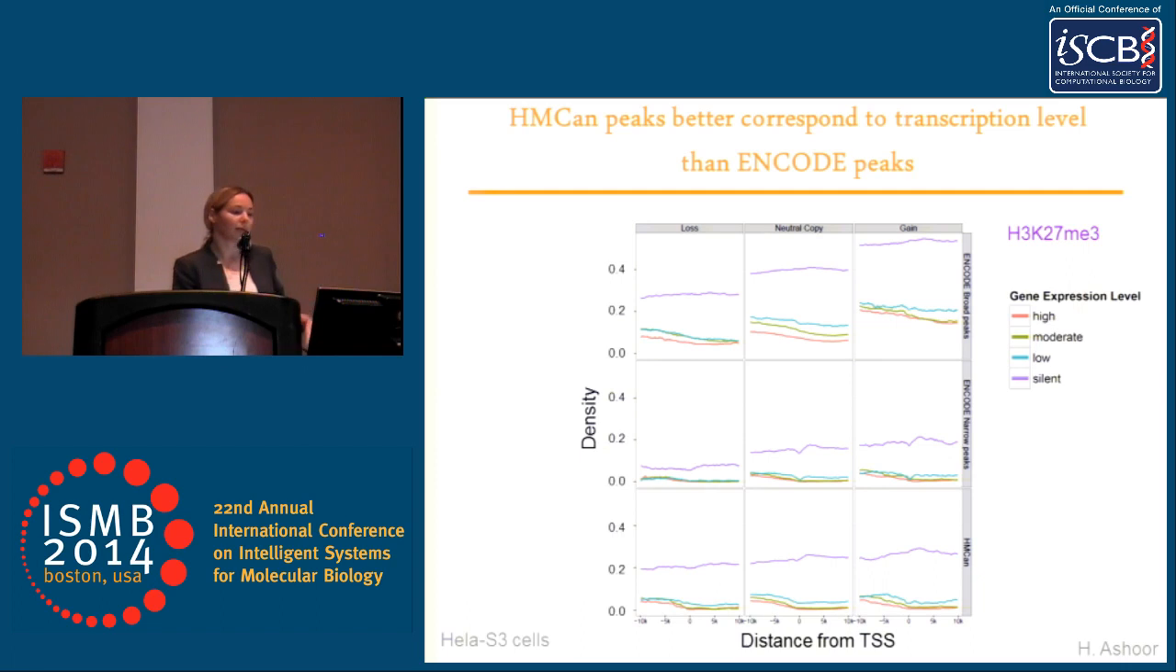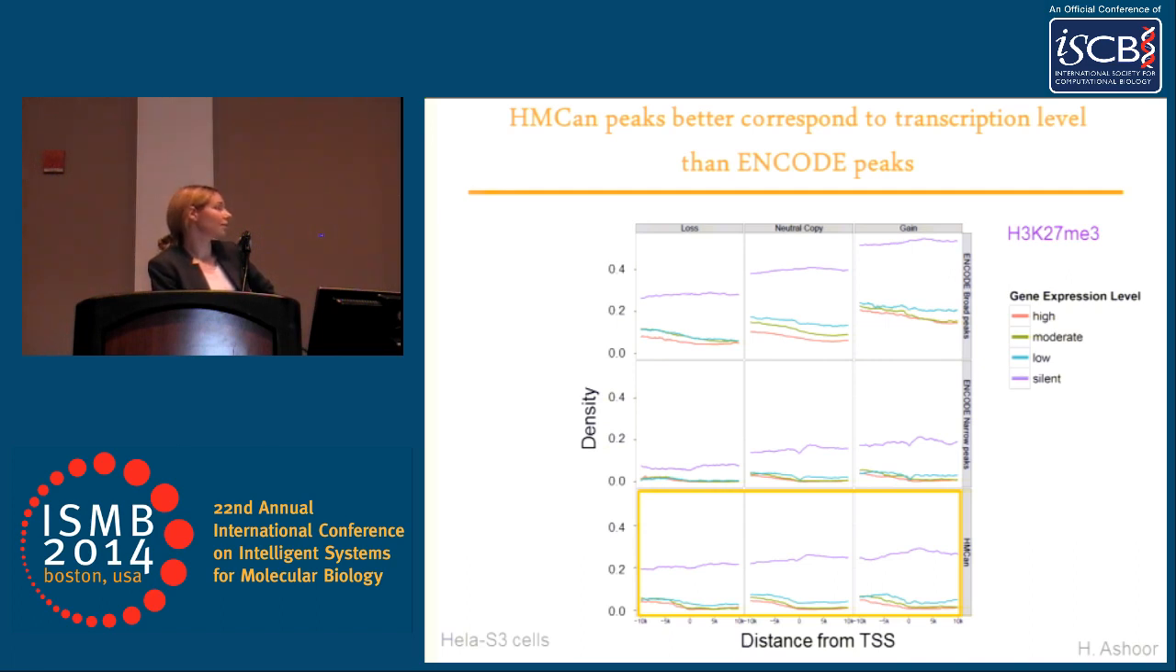And also, the last thing we did, we compared the coverage we obtain by HMCAN for each mark with the gene expression. So, for example, here you see coverage of transcription start sites by this repressive mark, H3K27 trimethylation, for genes which have high expression in red, down to genes which are silent in purple. On the left you see regions of loss, in the middle copy neutral regions, and here regions of gain.